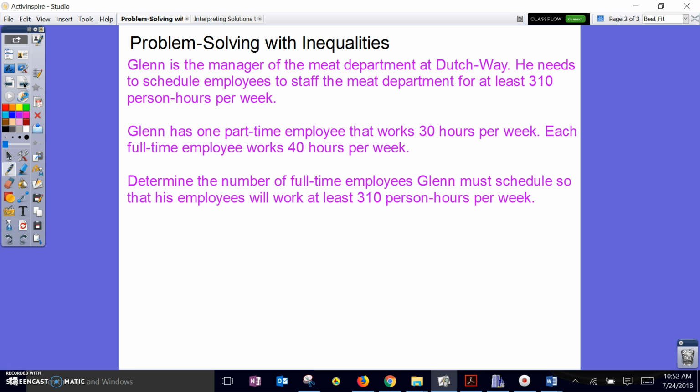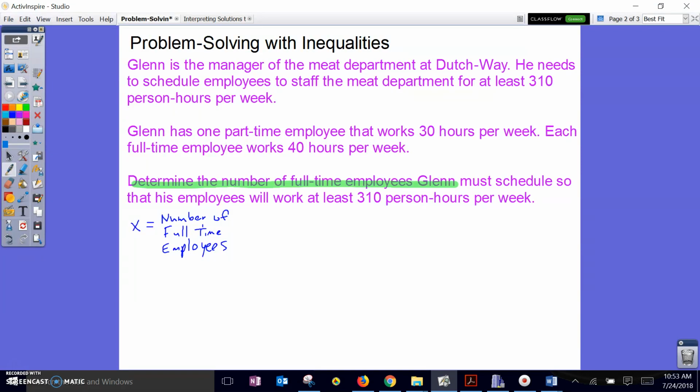Okay, so what am I trying to find? I'm trying to determine the number of full-time employees that Glenn must schedule. Okay, so that's going to be my variable. I'm going to let X stand for the number of full-time employees. So I've defined what my variable is, and I've written down what it stands for. So that's going to be part of our inequality, is the number of full-time employees. Okay, so let's go through the information again.